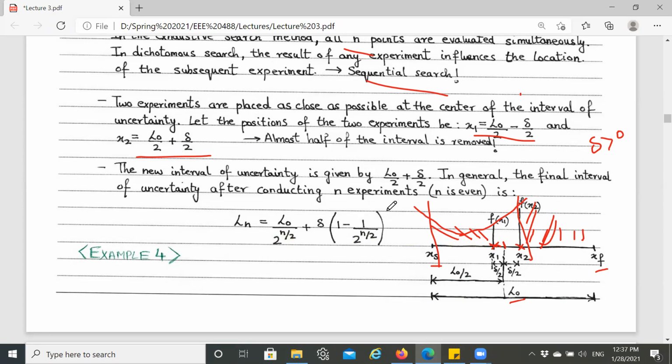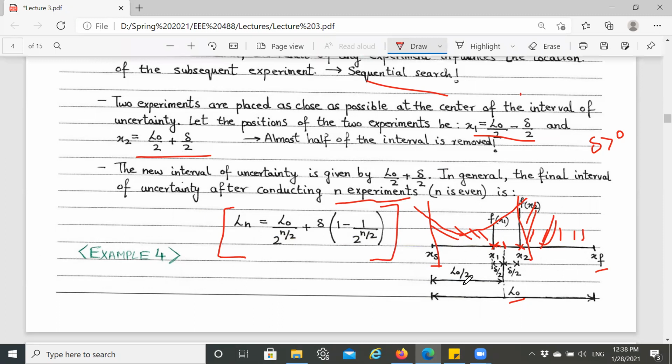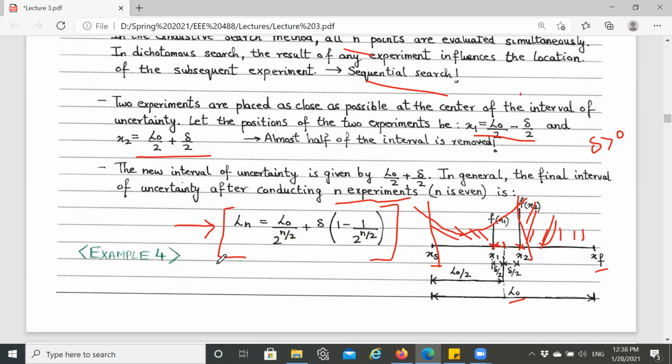So in general, if you have n number of experiments, n is obviously positive because you're choosing 2 points every time. So if n is equal to 4, 6, you can find the final length of your interval, the final interval, by using this equation. Because every time it divides by nearly half, L naught half. I want you to derive this equation and show me how we get this.